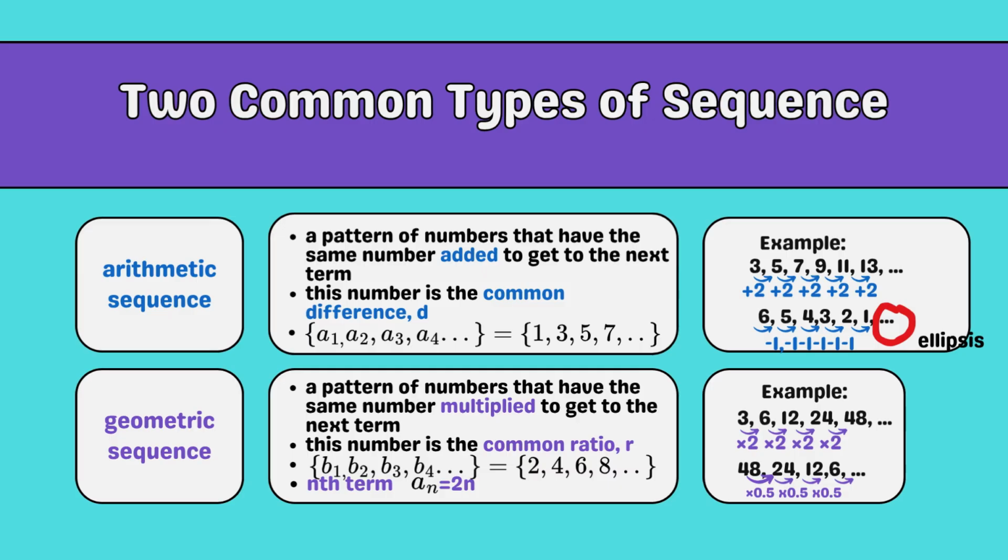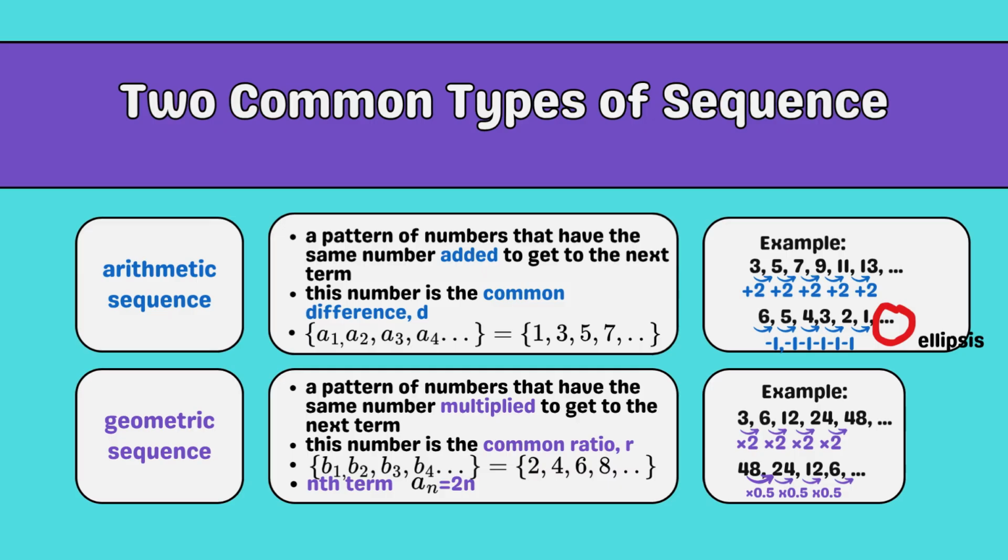Second, let's take a look at the geometric sequence. In a geometric sequence, the numbers have a pattern too. The same common ratio r is multiplied to get to the next number. For example, 3, 6, 12, 24, 48 and so on. This is a geometric sequence with ratio r equals 2.